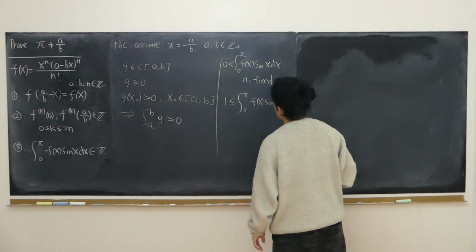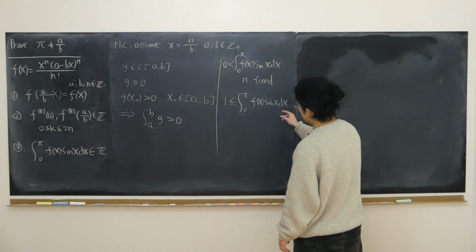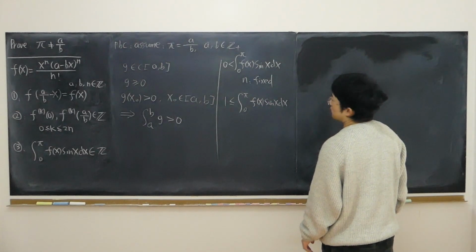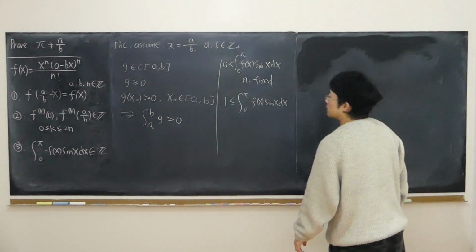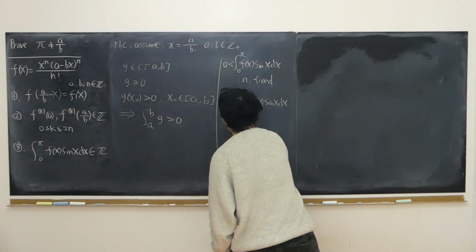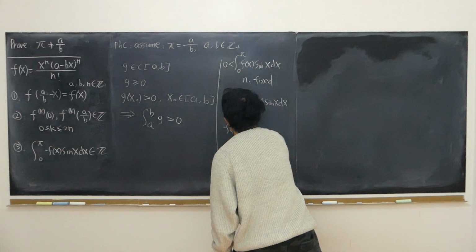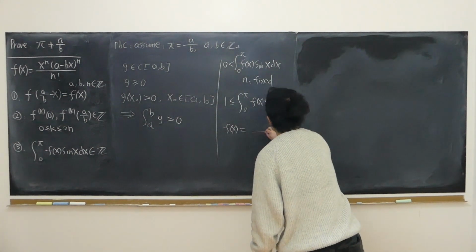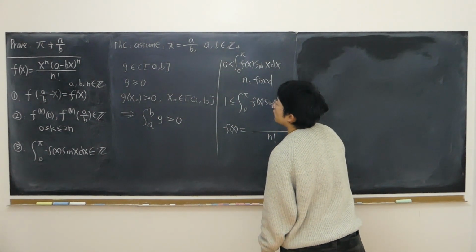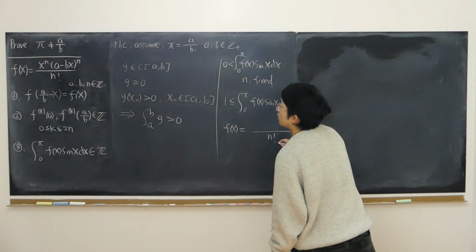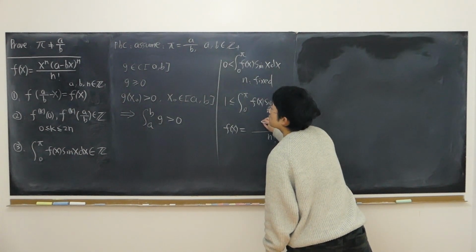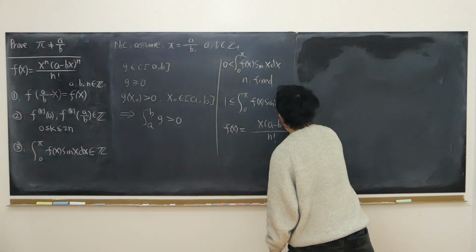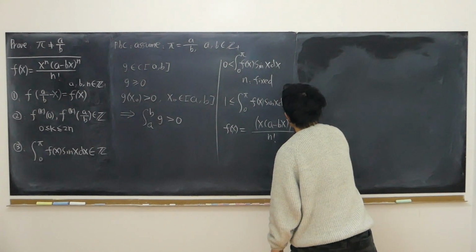Sine x dx. At the same time, it's going to be less than or equal to some other things. So I'm going to loosen f of x a little bit. First of all, f of x can be written as n factorial, and I'm going to write down x times a minus bx altogether to the power of n.